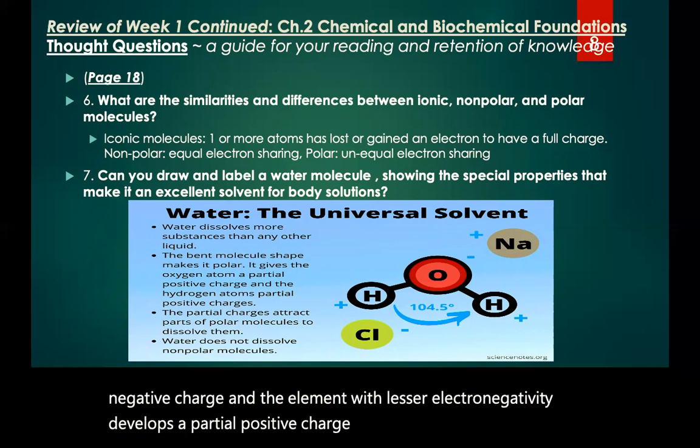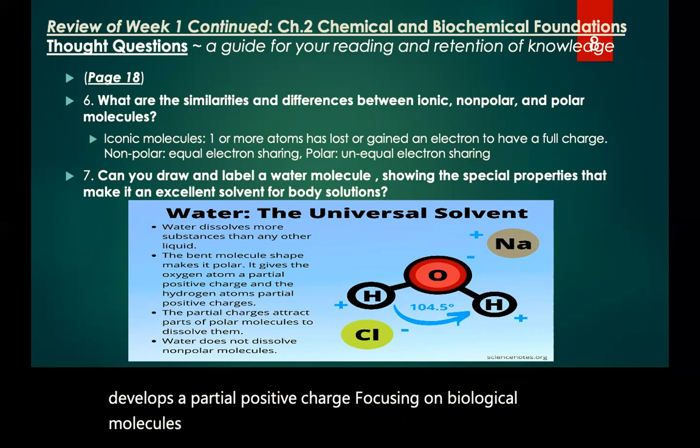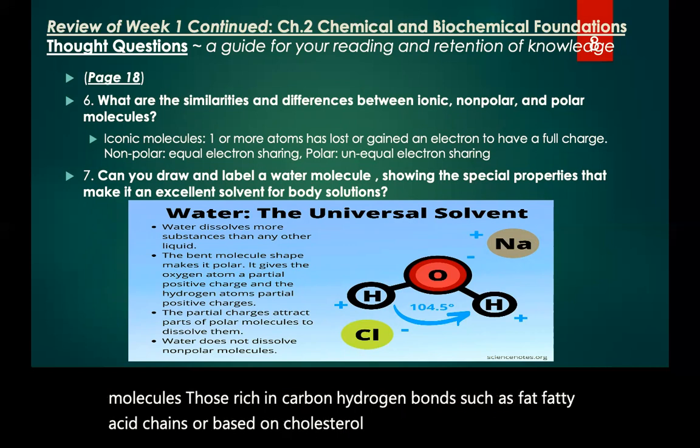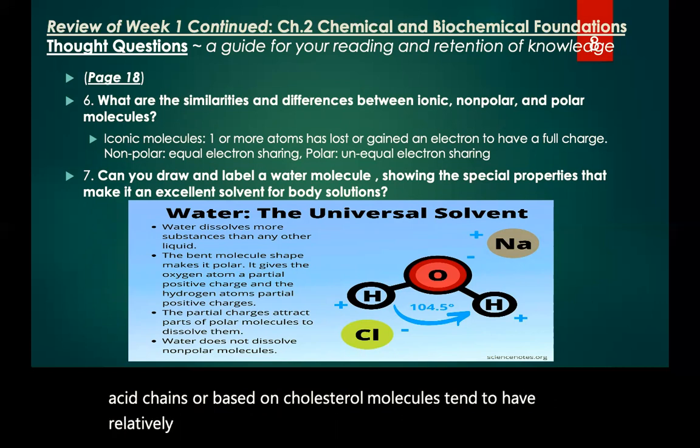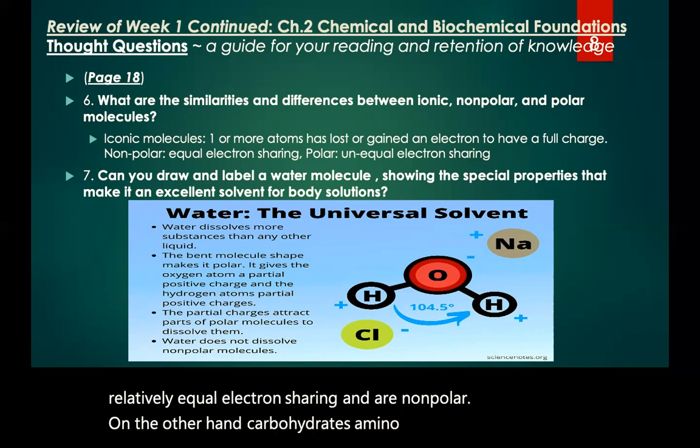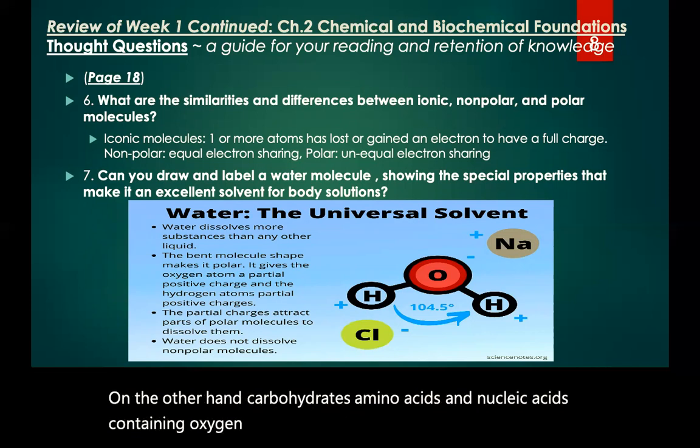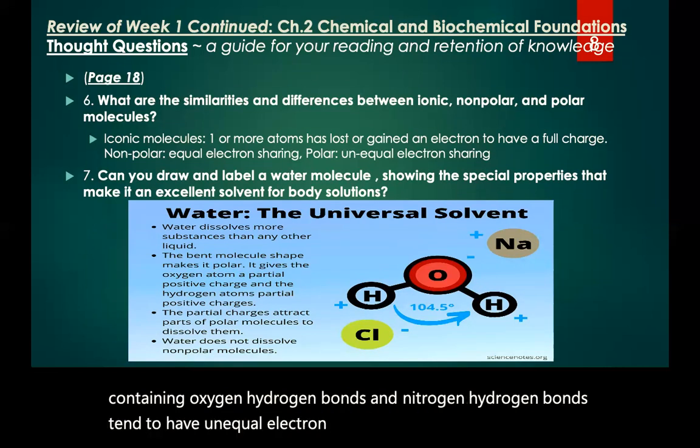Focusing on biological molecules, those rich in carbon-hydrogen bonds, such as fatty acid chains or those based on cholesterol molecules, tend to have relatively equal electron sharing and are nonpolar. On the other hand, carbohydrates, amino acids, and nucleic acids containing oxygen-hydrogen bonds and nitrogen-hydrogen bonds tend to have unequal electron sharing and to be polar molecules.